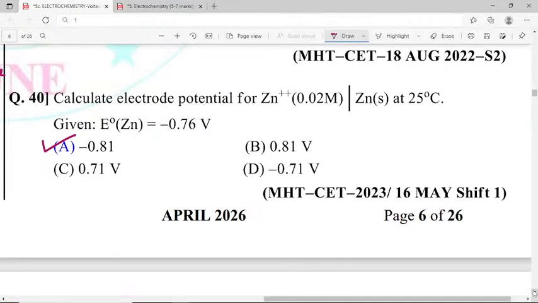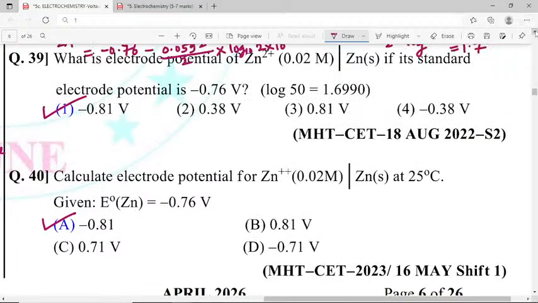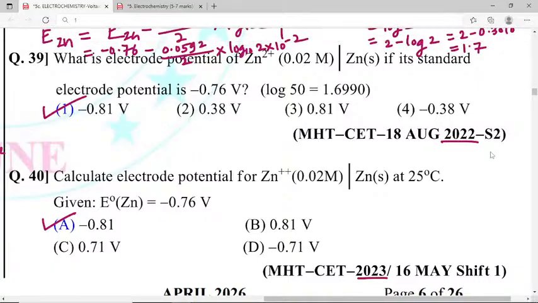Next, calculate the same question. Question number 40 and question number 39 are both the same. Only the date is different, 2022 and 2023, shift 2 and shift 1. Question number 39 and question number 40 are both the same, as it is.